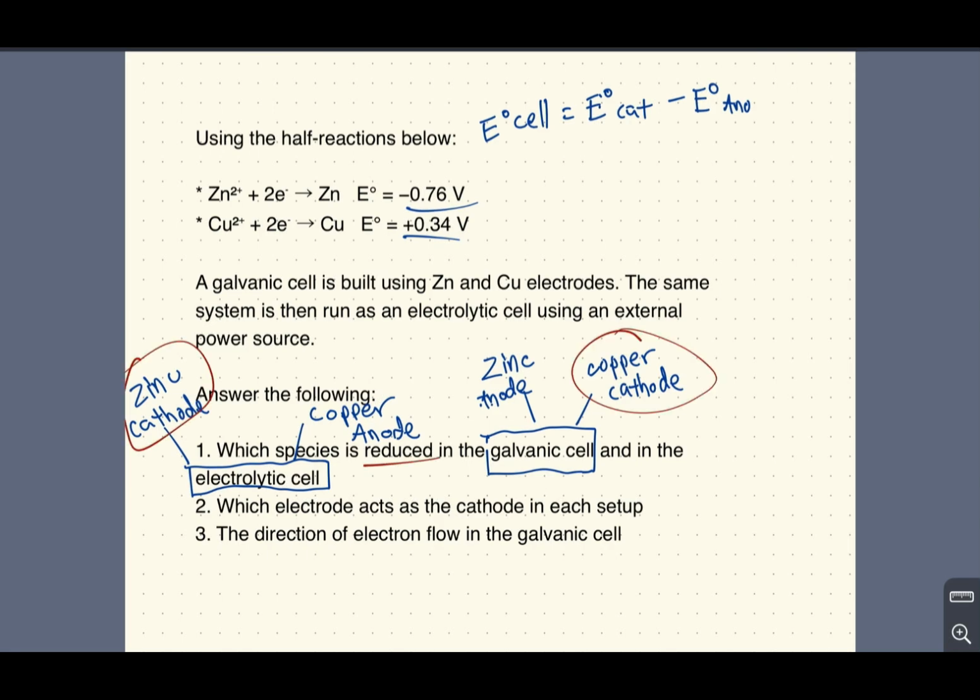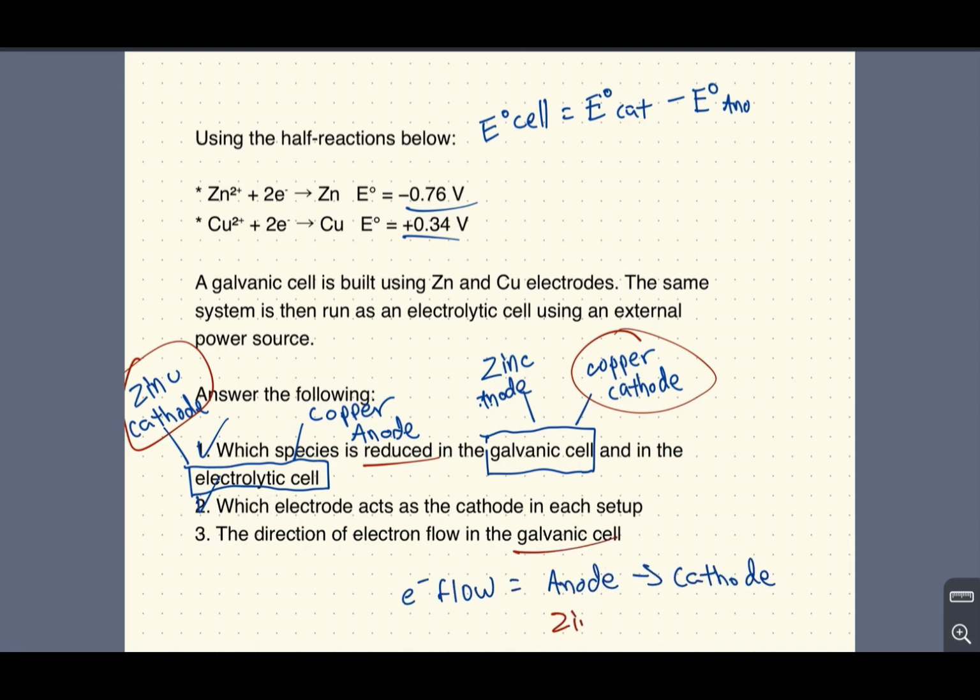We just answered number 2, so let's move on to number 3. As we talked about, electrons always flow from anode to cathode, regardless of if it's an electrolytic cell or a galvanic cell. So in a galvanic cell, electrons flow from zinc to copper, vice versa for an electrolytic cell.